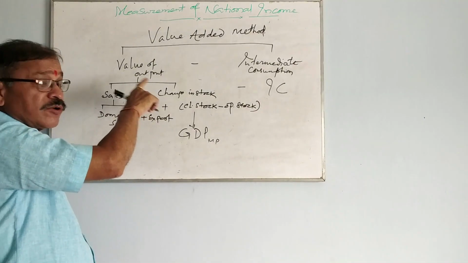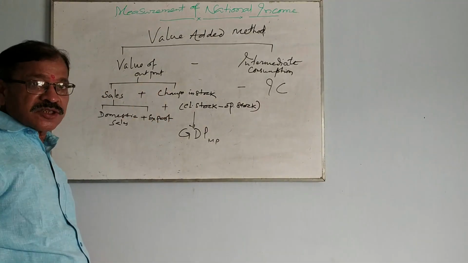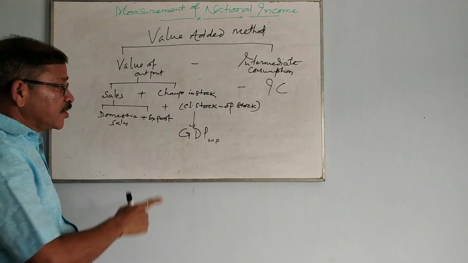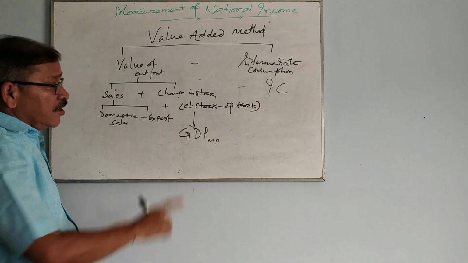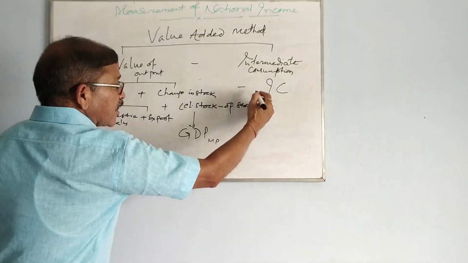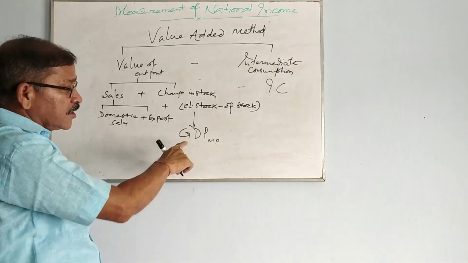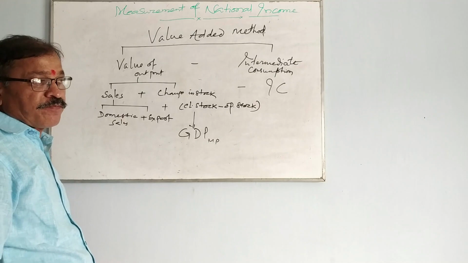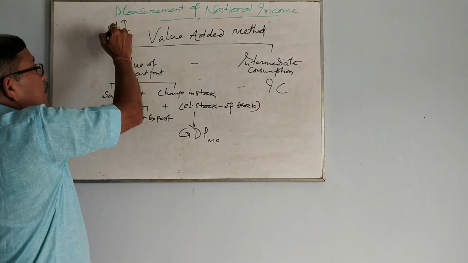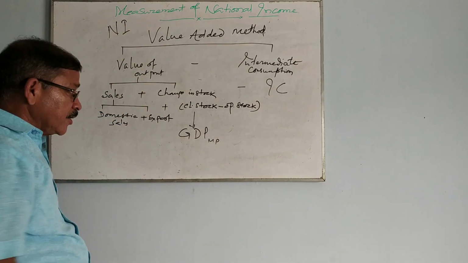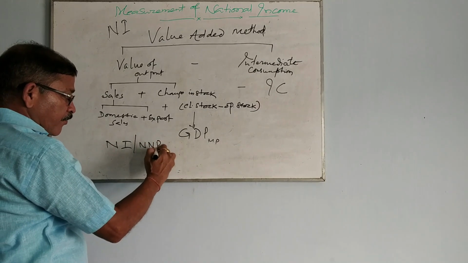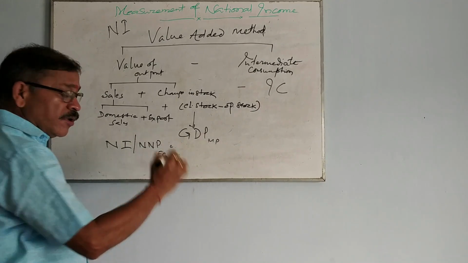How to find out value of output? Sales plus change in stock. How to find out sales? Domestic plus export. How to find out change in stock? Closing stock minus opening stock. After that, you subtract intermediate consumption, you will get GDP. Okay. But what is your question? Question is find out national income. You have to find out national income, also known as NNP-FC. This is what you have to find out.